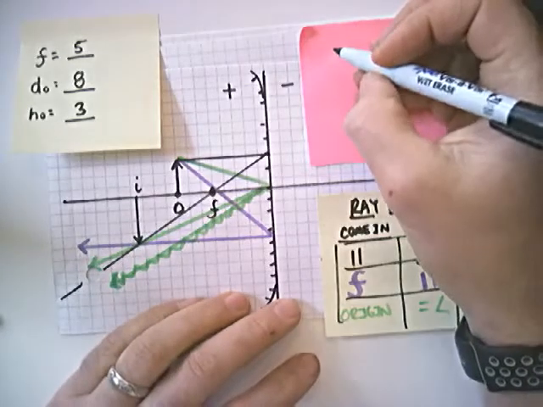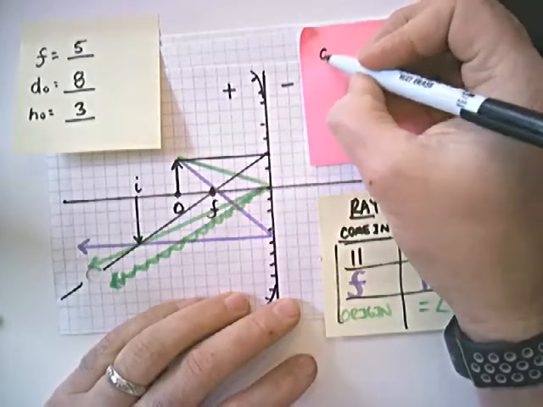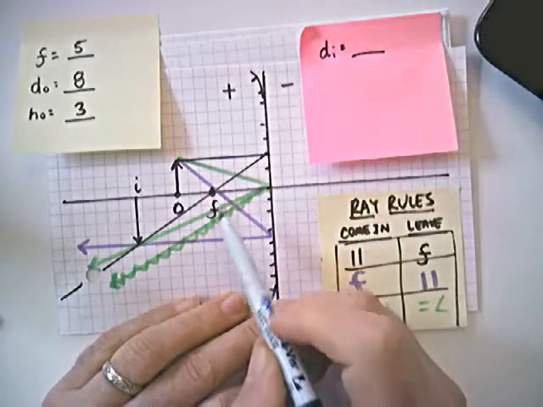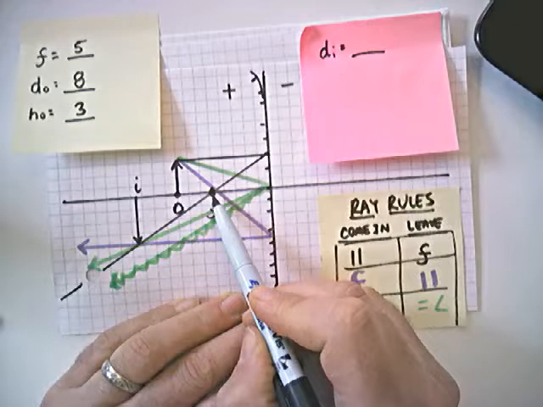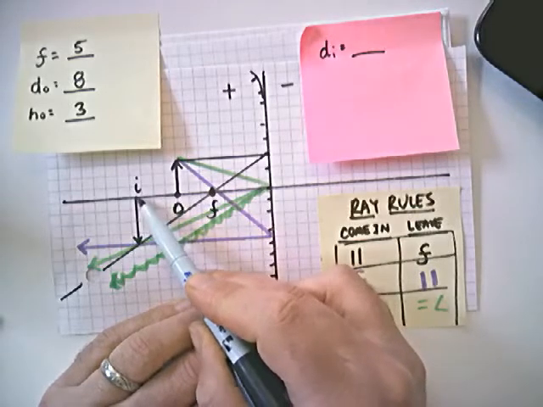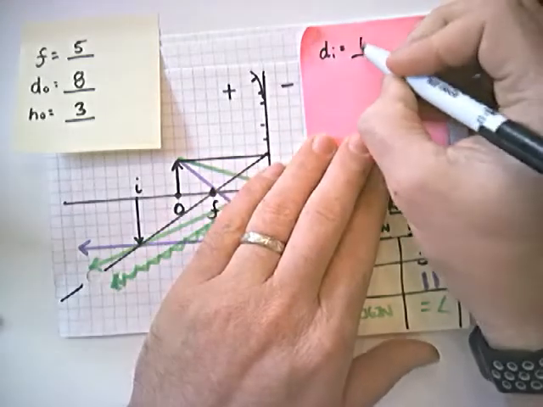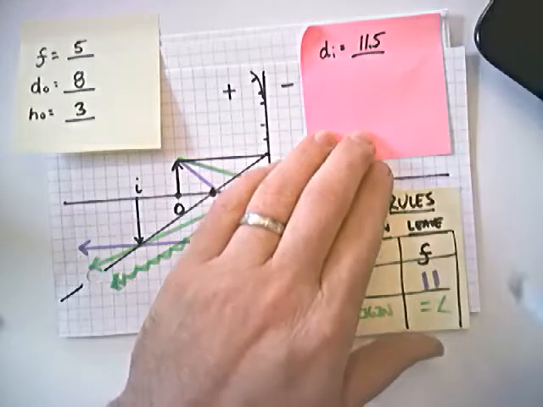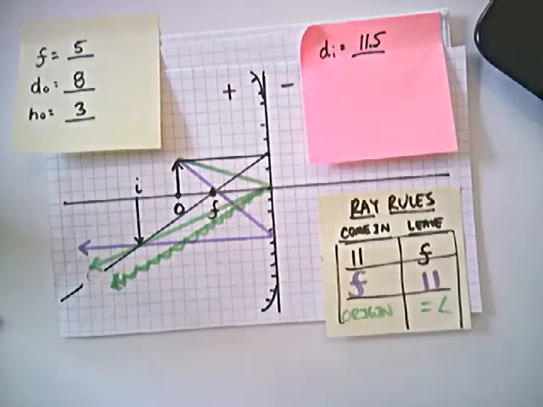I can come up with how far away the image is forming. We'll call that DI. To do that, you count your boxes. If this was 5 and this is 8, 9, 10, 11, about 11 and a half is what I'm getting. And it's on the positive side of the mirror, so it's positive 11 and a half. Okay, that's one thing we'll always have to find is how far away is the image.